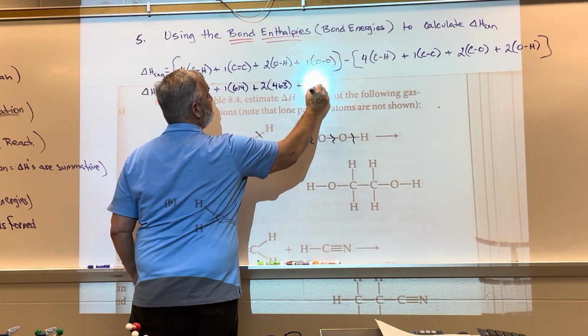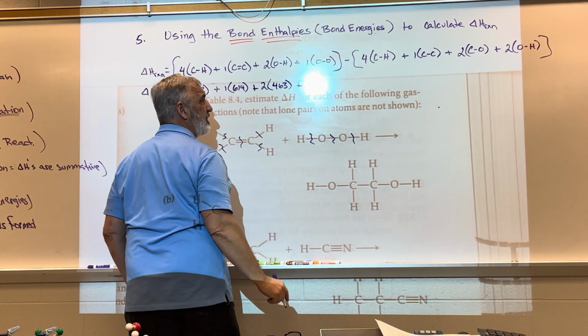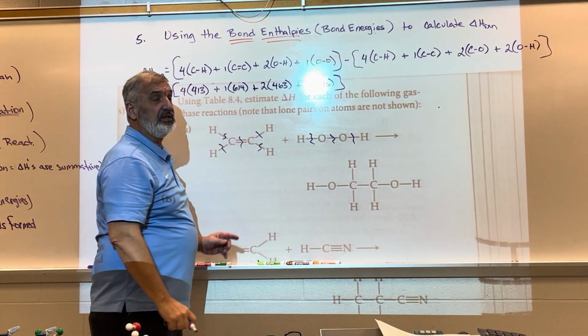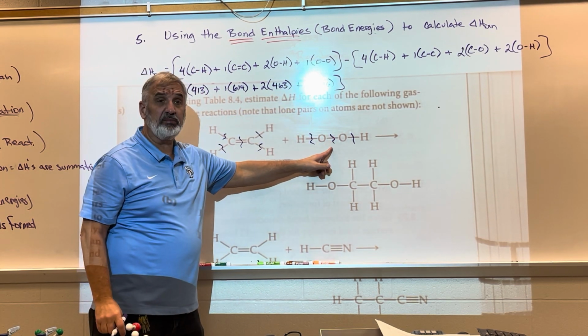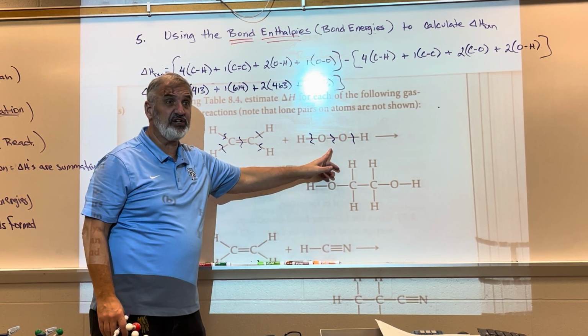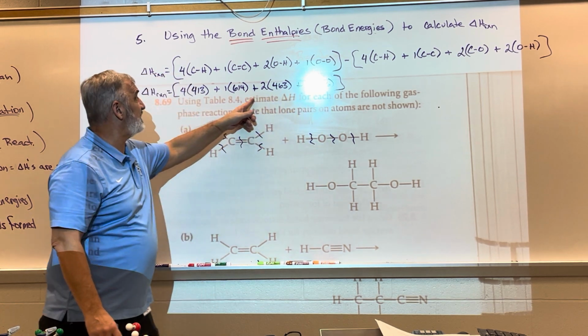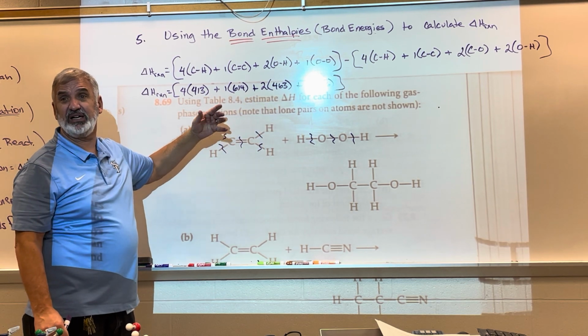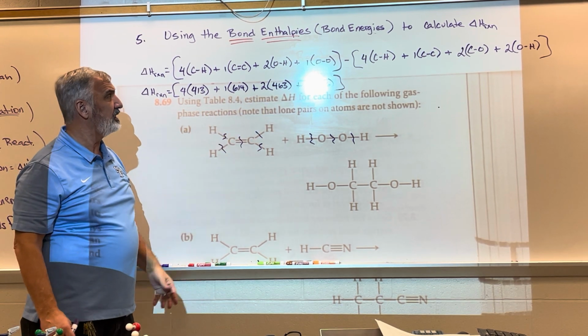Plus 1 times the oxygen to oxygen. 146. Notice that that one is very small. An oxygen to oxygen single bond, that's a peroxide. Highly unstable, doesn't take much energy to break that bond. 146 compared to all these other values is much, much less. Peroxides are very easily broken down.